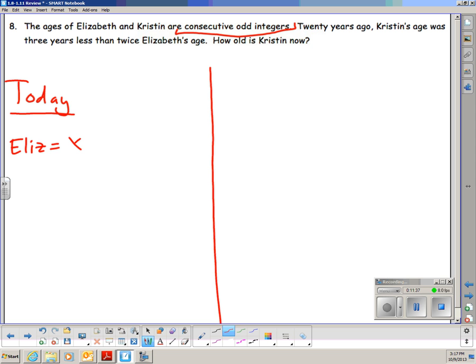I'll say Elizabeth is going to be x, and Kristen, I'm abbreviating, is x plus 2. Think about if Elizabeth is an odd age. For example, 5. 5 plus 2 is 7. That's going to get me the next odd. Even though 2 is even, that's still going to get me the next odd.